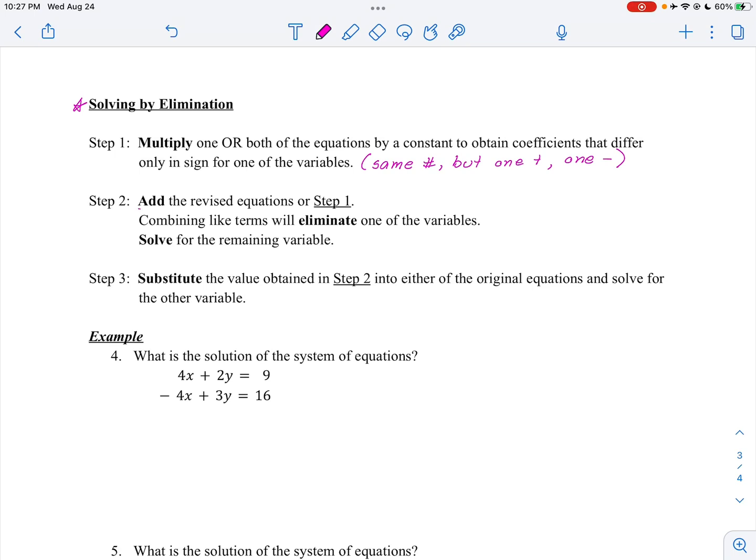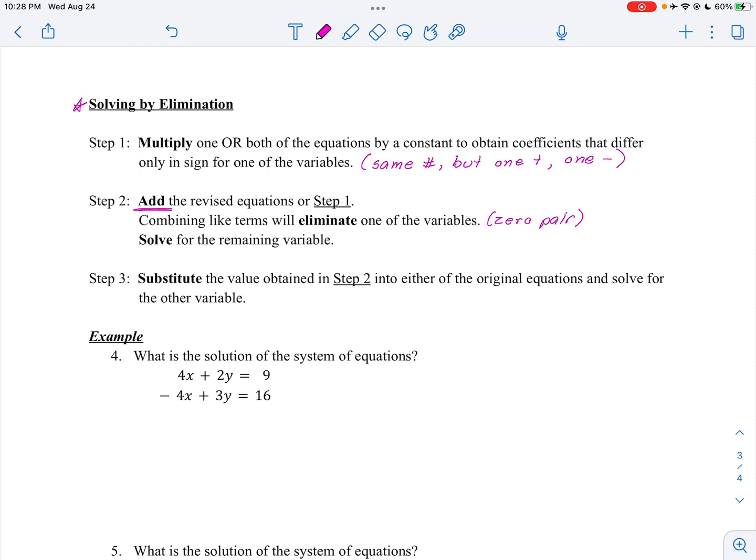So once we've done that, then we're going to add those revised equations from step one. And when we do, that variable that has the same number but opposite signs should eliminate, because it will add together to give us 0. They sometimes call that a zero pair, because when you add them, it gives you 0. So combining like terms will eliminate one of the variables, because you will have a zero pair. When it adds together, it gives you 0. So it goes away. And then if that one goes away, we will now only have one variable left, and we can solve for it very easily.